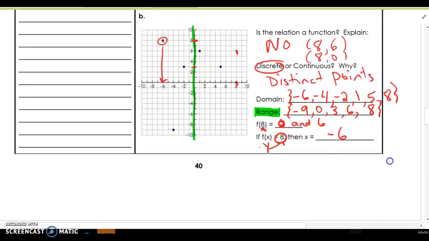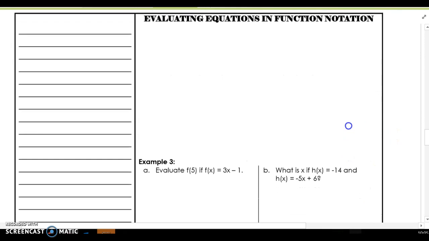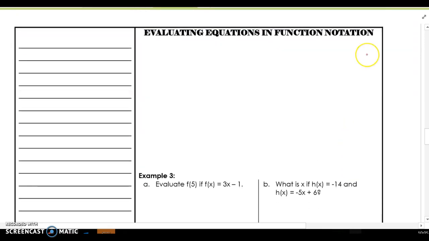Okay, so that is function or not, discrete or continuous, domain and range. We're going to continue with evaluating functions and function notation in the video part 2.